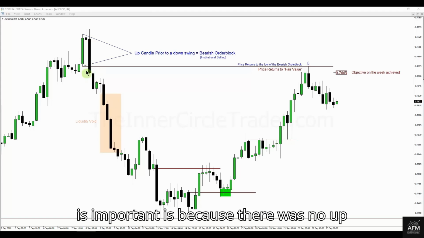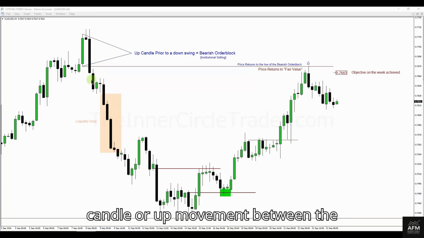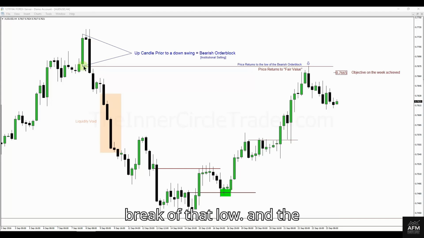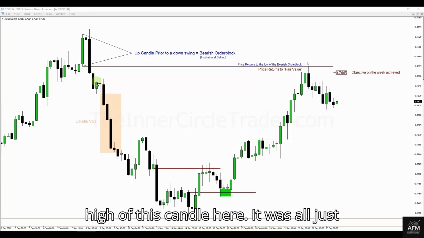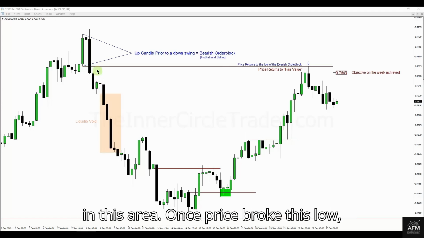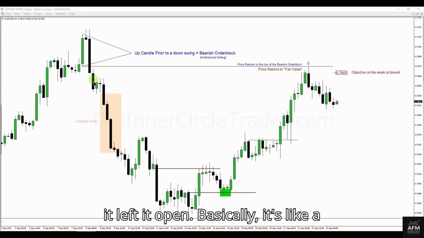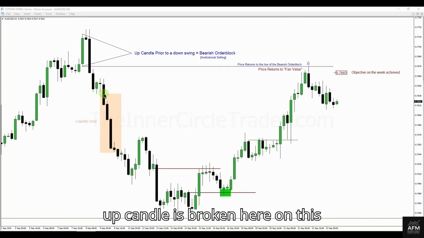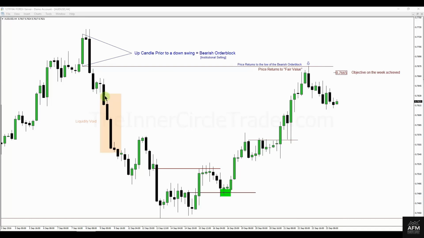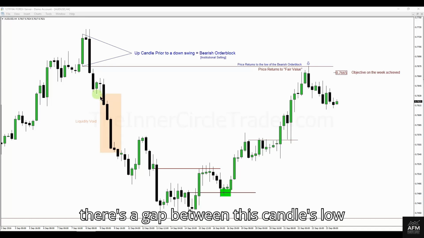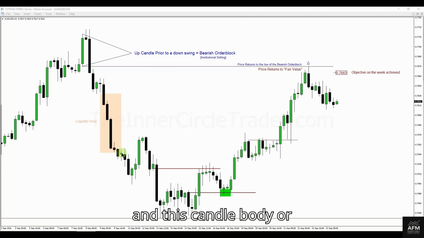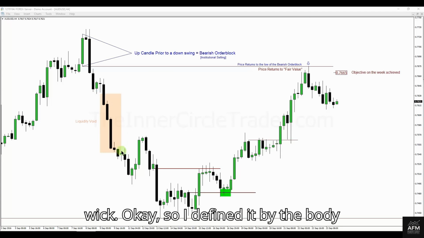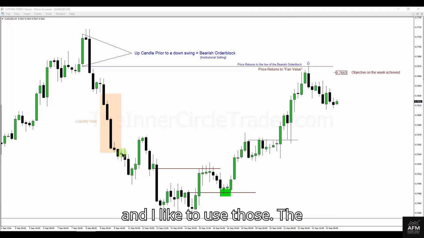The reason why this is important is because there was no up candle or up movement between the break of that low and the high of this candle here. It was all just straight down movement. So nothing filled in this area. Once price broke this low, it left it open. Basically, it's like a gap. The same thing occurs here when this up candle is broken on this candle. Once it started breaking lower, there's a gap between this candle's low and this candle body or wick. Okay, so I define it by the body. I like to use those.